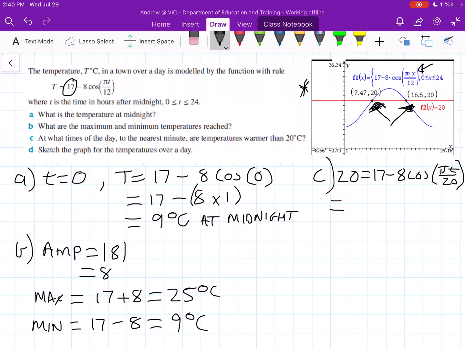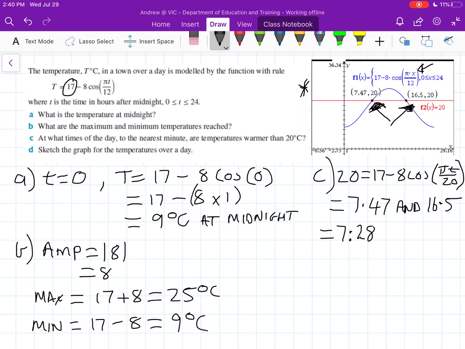All of this here is essentially equal to 7.47, and I've got my answers up the top here that I've done on my CAS by working out the intersection, and our other answer is 16.5. So they're our time periods. Now we need to work out when in our day this is. So this is 7.47 hours after midnight, so this is 7:28 because we need it in time.